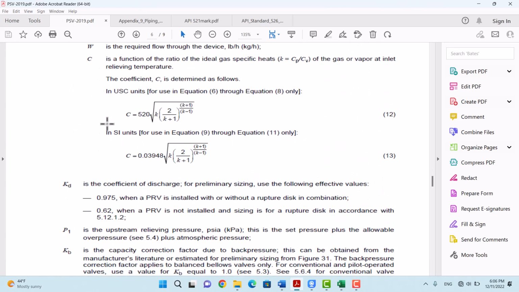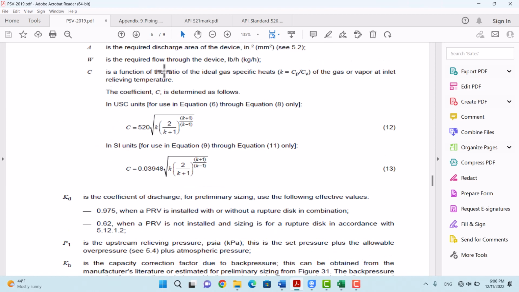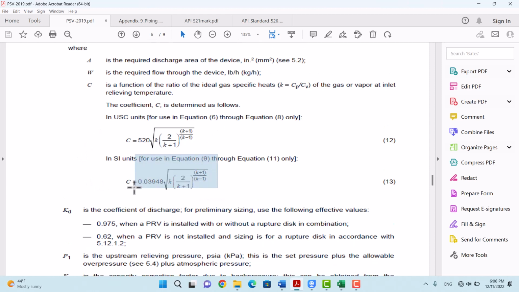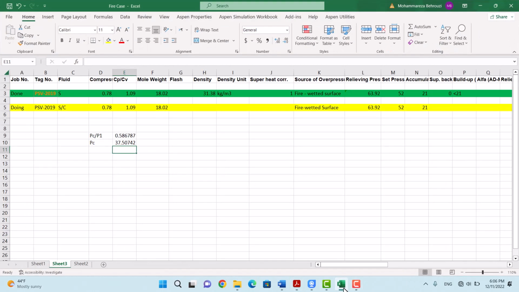The C factor here, as you can see, is a function of the ratio of the ideal gas specific heats of the gas or vapor at inlet relieving temperature. The coefficient is determined as follows. For SI units, we use these equations. So I'm going to use the Excel sheet here and calculate the effective orifice area.